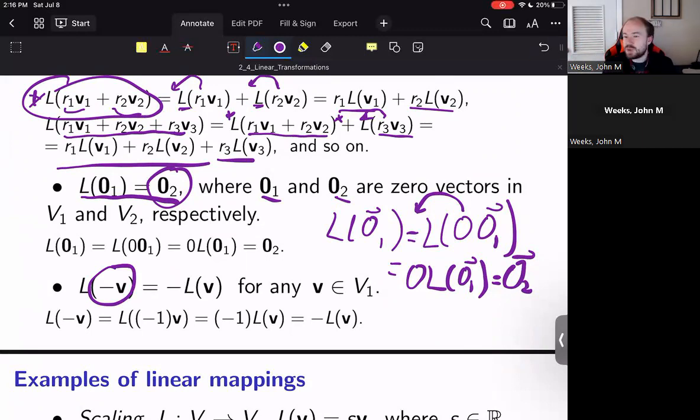So here, it's the same sort of thing. This is negative V, which is negative 1 times V. I can bring the scalar for negative 1 outside and get this. So again, think about matrices as you're going through and doing this. Matrices work the same way. Lines work the same way.